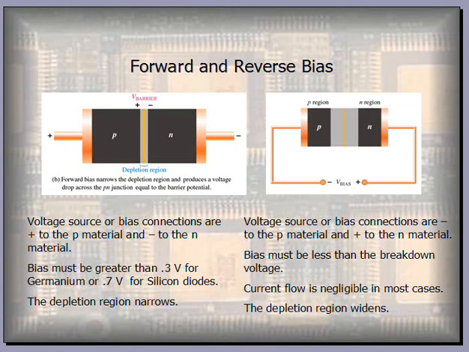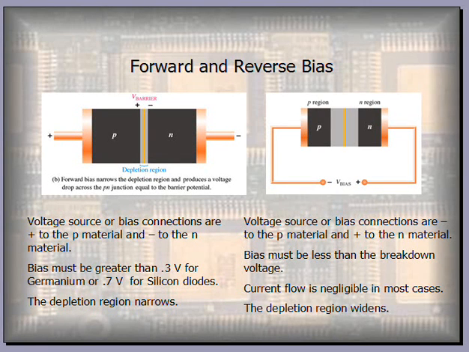Voltage source or bias connections are positive to the P material and negative to the N material. Bias must be greater than 0.3 volts for germanium or 0.7 volts for silicon diodes. The depletion region narrows.